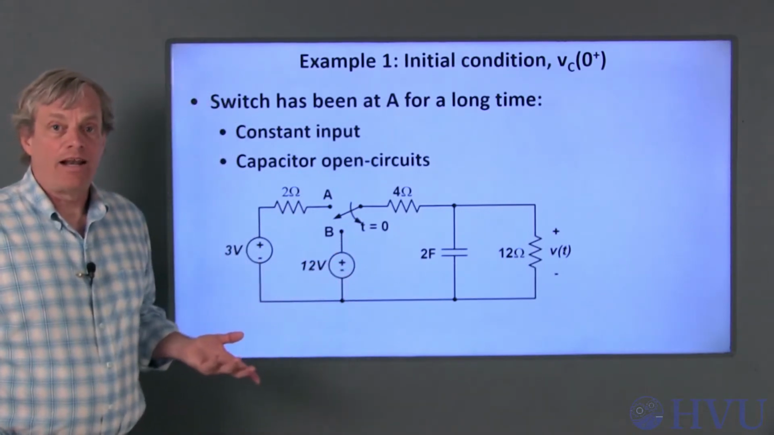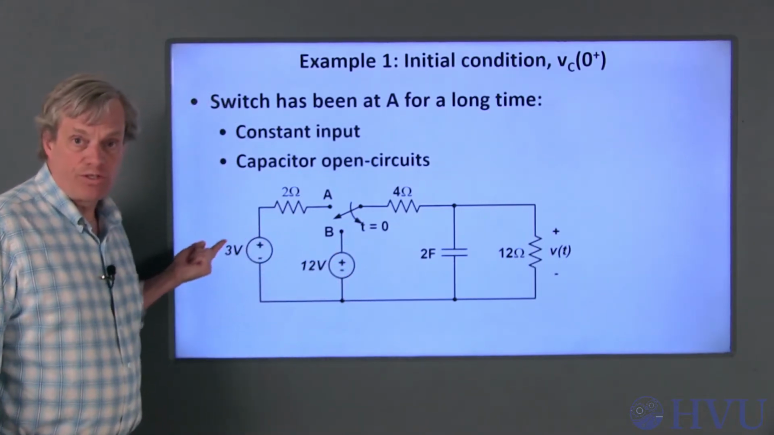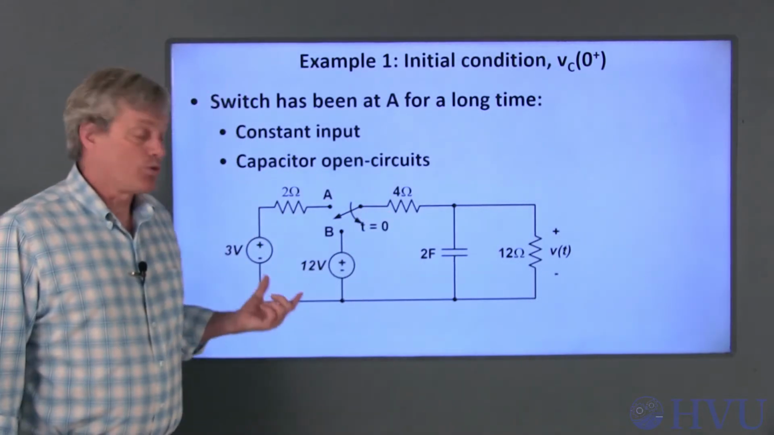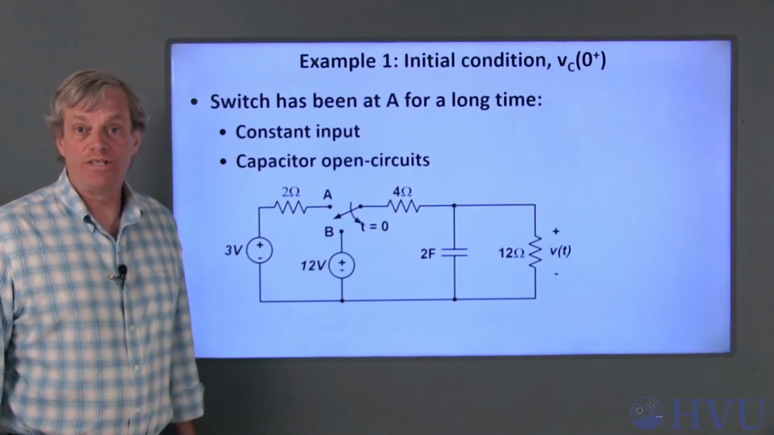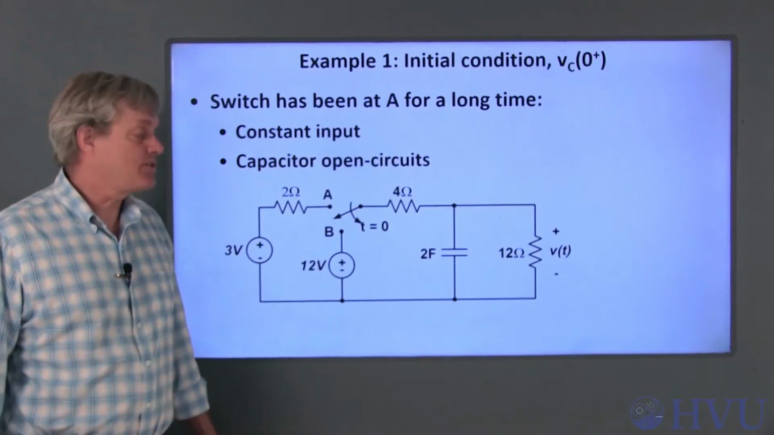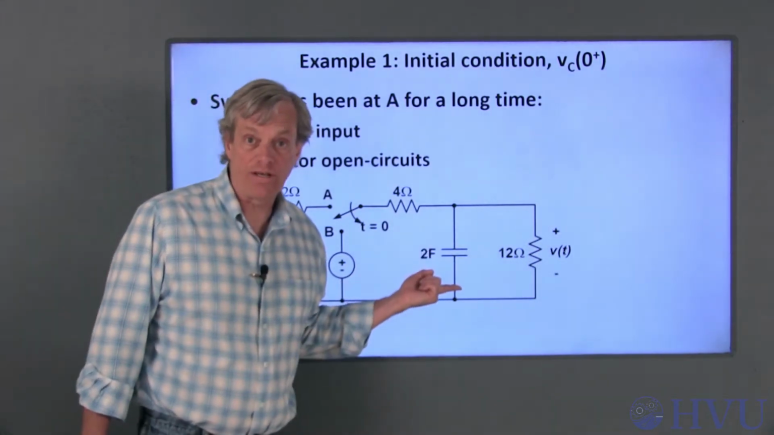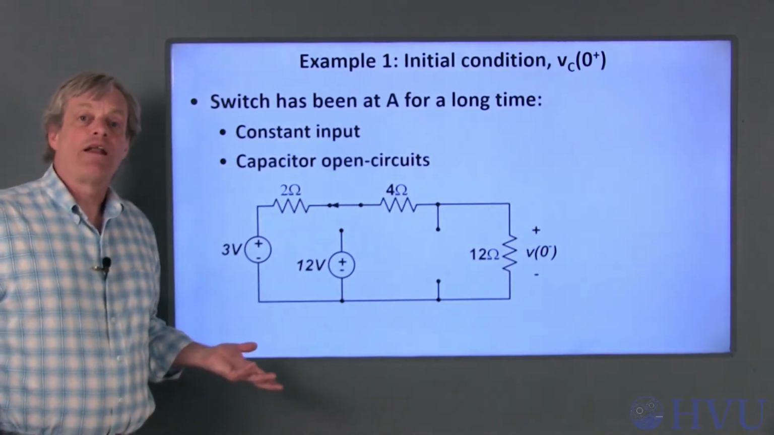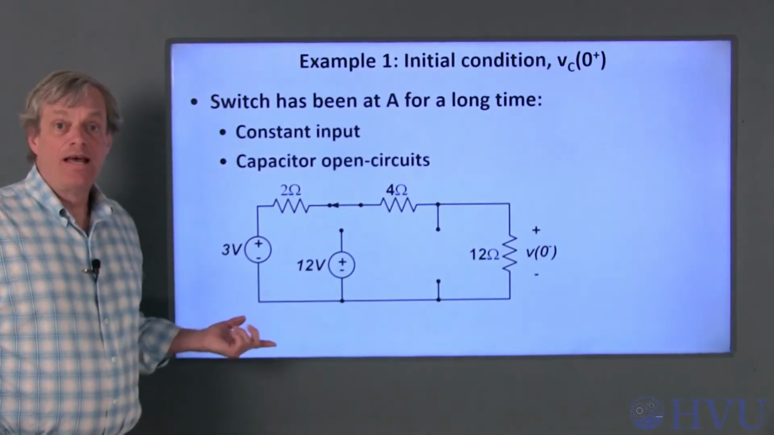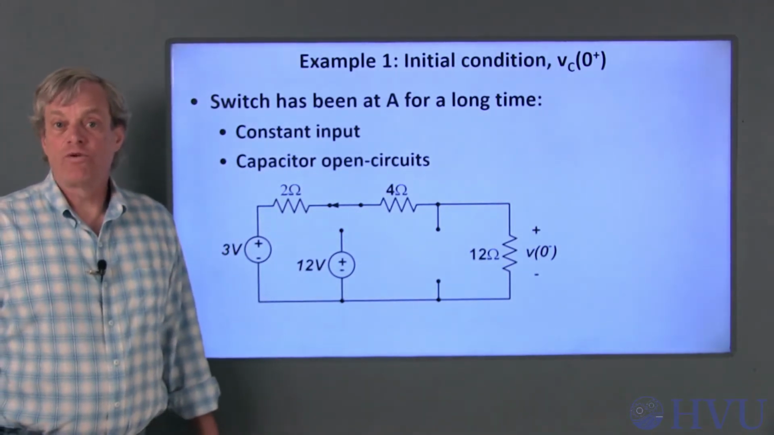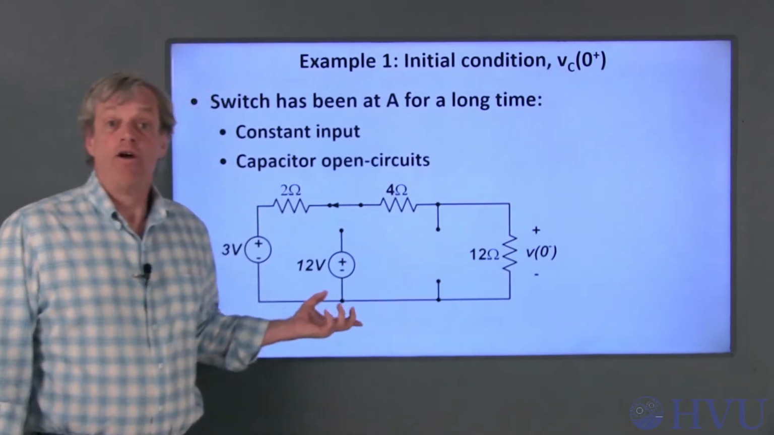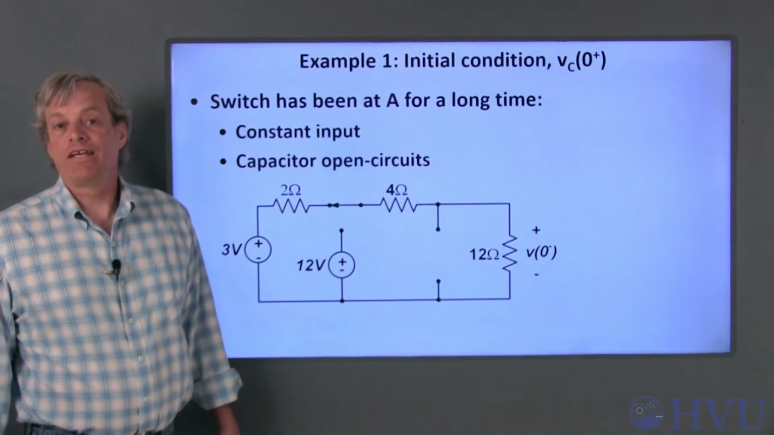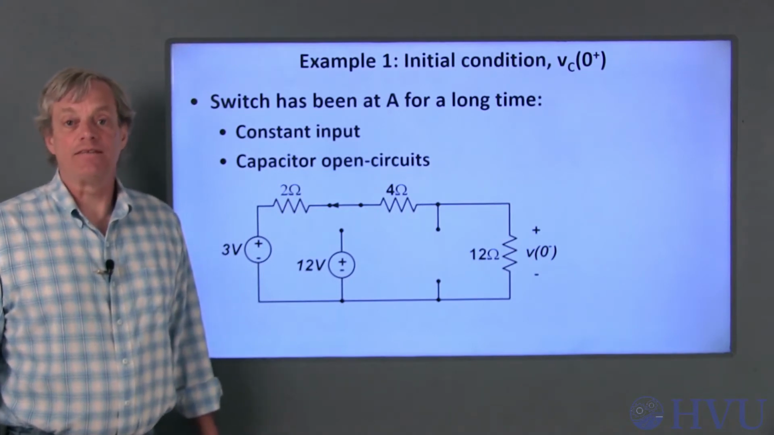The circuit I'm going to analyze then has the 3-volt source connected to the capacitor. The source is a constant, so at t equals 0 minus, the capacitor voltage has become a constant and the capacitor behaves like an open circuit. That means the circuit I want to analyze looks like this. I strongly recommend redrawing the circuit under the desired circumstances, as I've done here. Redrawing the circuit keeps me from getting confused and making silly mistakes.